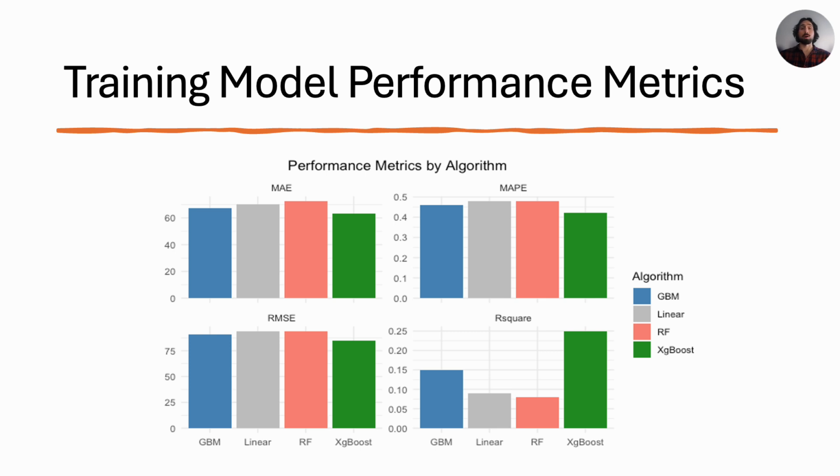Before finalizing our model, we trained and tested 4 different algorithms: gradient boosting machine, a linear regression, random forest, and XGBoost. Given the inherent randomness in the data, we believe that experimenting with these varied algorithms would maximize our chances of finding the best model fit.